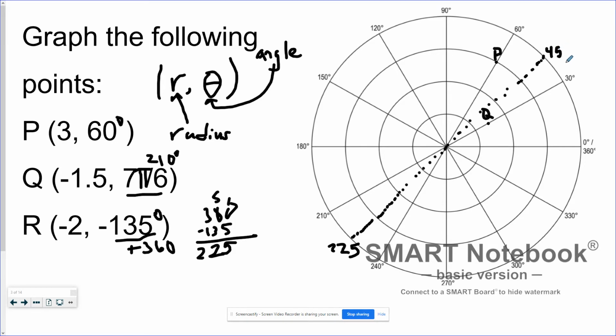And here it's 45, okay, degrees. So then we have a -2. So it's -2. So +2 would be right here at that point, but it's -2. So we have to go the other way. 1, 2, and put R right there. So that's a quick review of graphing using polar.